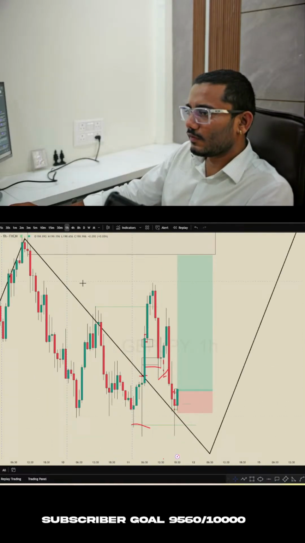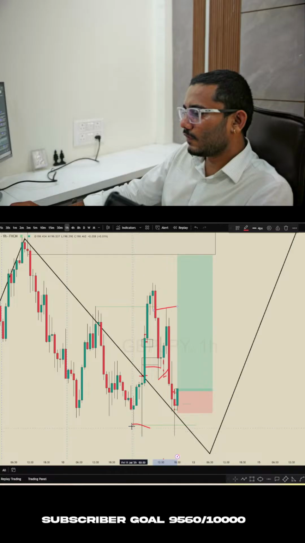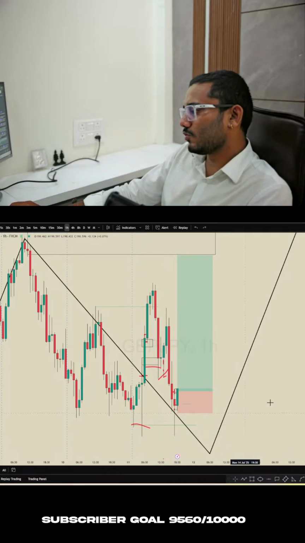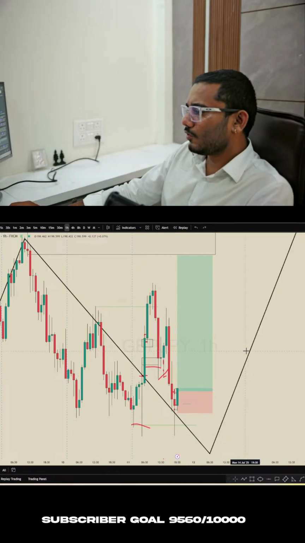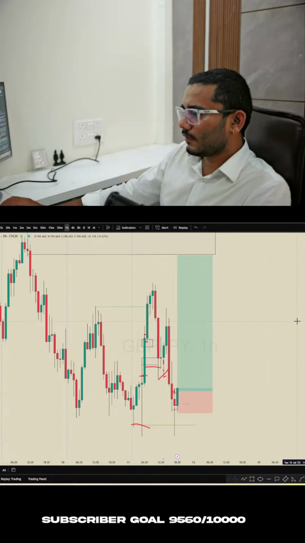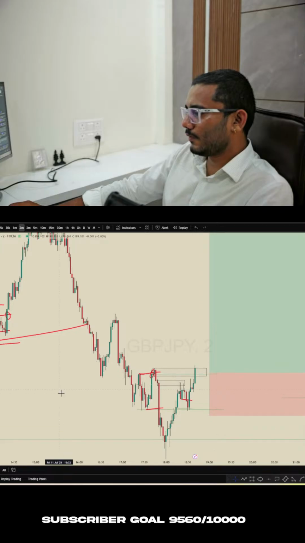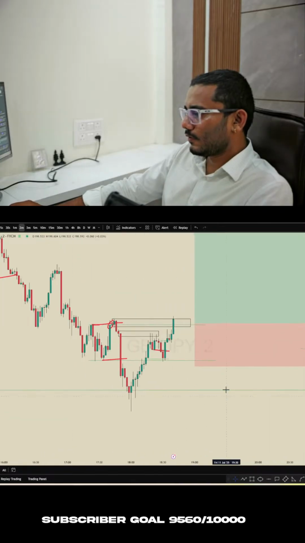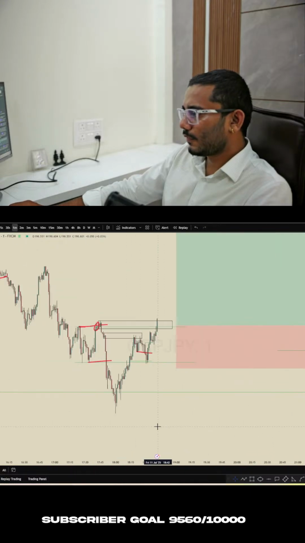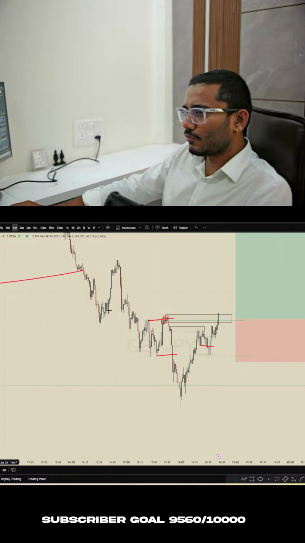Like, this is my order block, and this is my breaker block, and so on. So you have to understand the logic behind the price, what it is actually doing. Right now, you can see it will create an imbalance over here. Now this is our strong low.